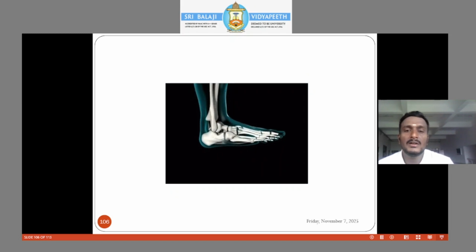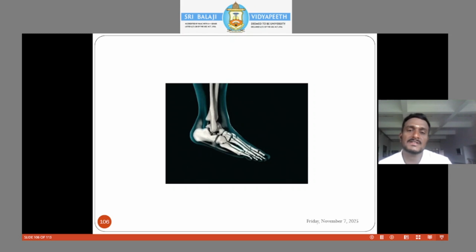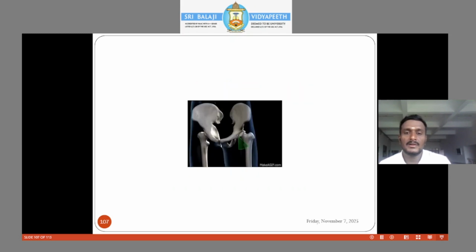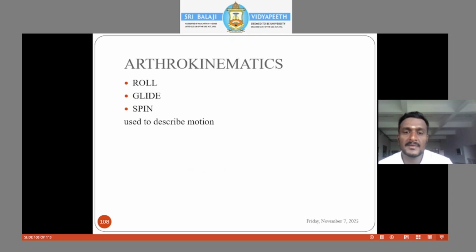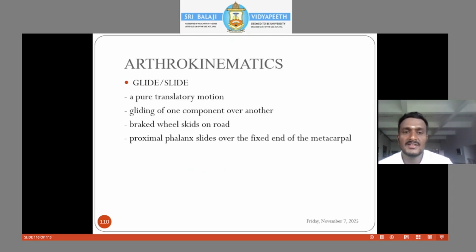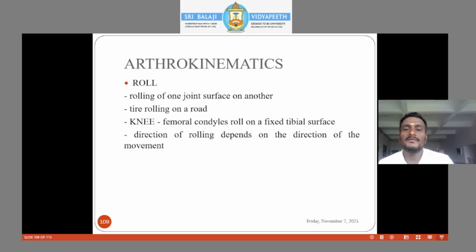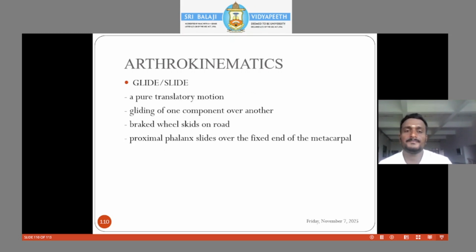See the talus moving within the ankle mortise on the distal tibia. A gliding takes place here. Again, there are a few movements that take place in ball and socket joints: roll, glide, and spin. These are the arthrokinematic movements. What is roll? Rolling of one joint surface on another, like a tire rolling on a road. For example, the femoral convex surface rolling on a fixed tibial surface.